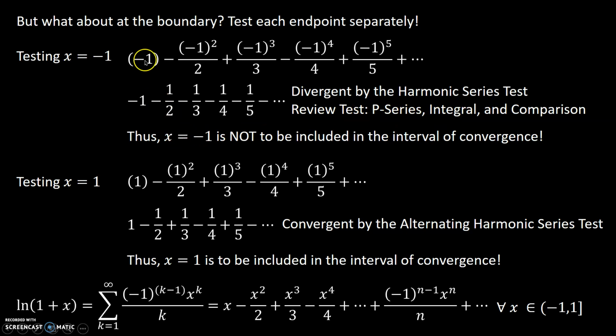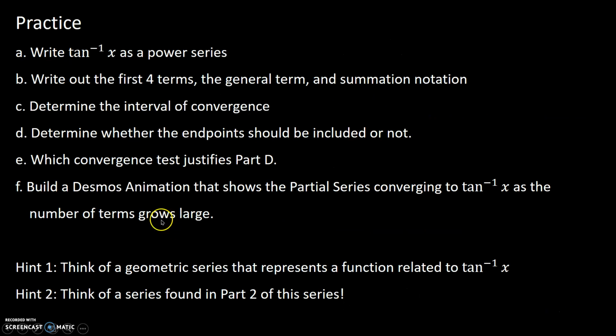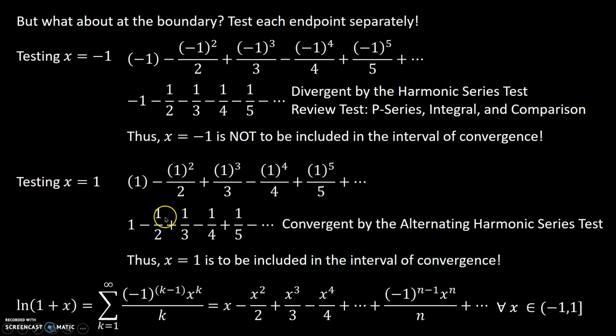So because when we plug in -1, we get a divergent series, we are not going to include -1 in the interval of convergence. Now testing x = 1. If we plug 1 in for every value of x, we get this alternating harmonic series. And we know that any alternating series in which the individual terms approach 0 should converge. So because when we plug in 1, we get the alternating harmonic series, which converges, we are going to include 1 in our interval of convergence.